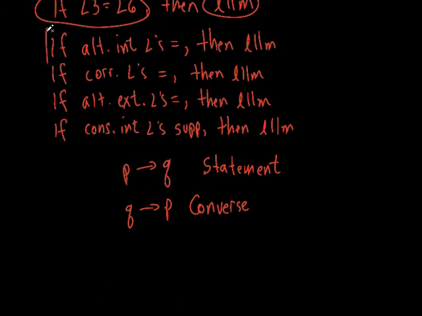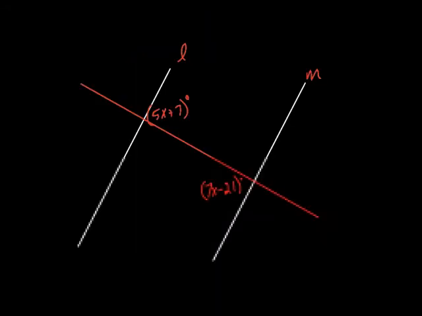If the alternate interior angles are equal, then what's true about the two lines? Then they're parallel, right? So guess what we're going to do to these two angles right here? We're going to make them equal to each other. We're going to find what x is, and whatever x is, that's going to make these two lines parallel to each other. And that's what we're doing. It's very, very similar to what we did before.